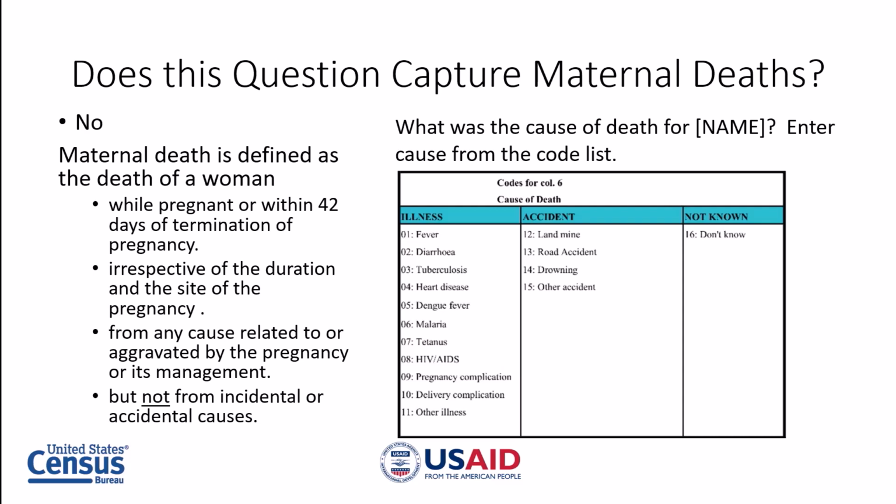You may be saying, but pregnancy complication and delivery complication are listed as causes, so we should be able to capture maternal deaths. But remember, these two choices would capture direct maternal deaths, not indirect deaths. So no, this question does not capture maternal deaths.